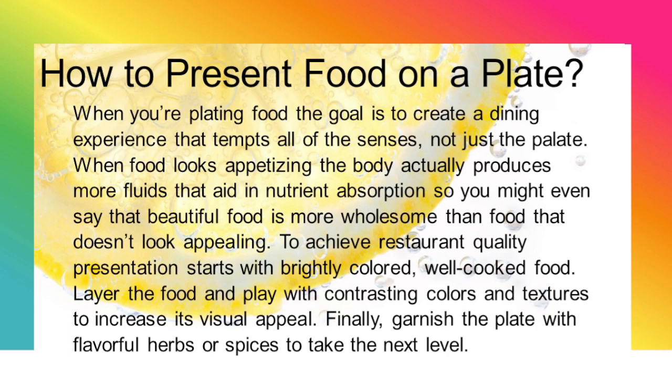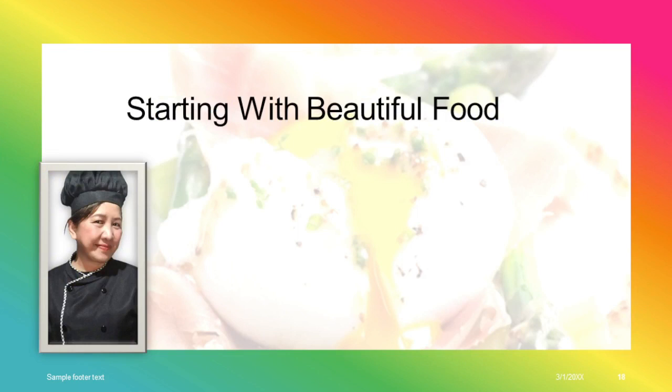To achieve restaurant quality presentation, start with brightly colored, well-cooked food, layer the food, and play with contrasting colors and textures to increase its visual appeal. Finally, garnish the plate with flavorful herbs or spices to take it to the next level. Starting with a beautiful food.